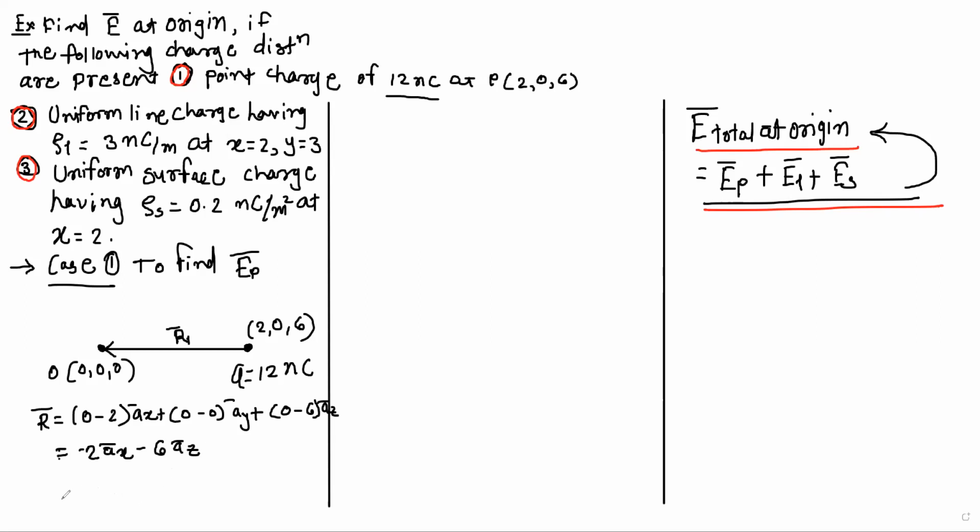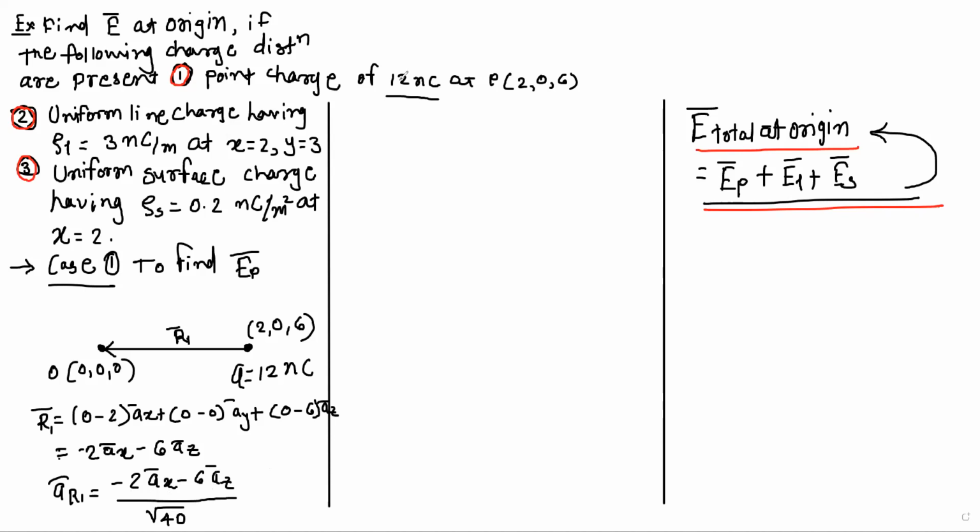And if I try to write a bar r, first of all, I will calculate, or directly we will go for a bar r1. It is equal to minus 2 a bar x minus 6 a bar z divided by, can anyone tell? Under root 40. Let it be under root 40. So you got the vector and unit vector.